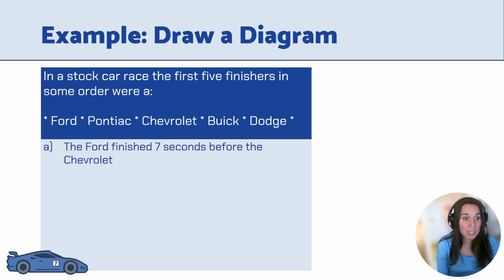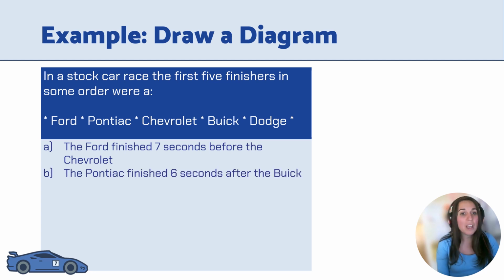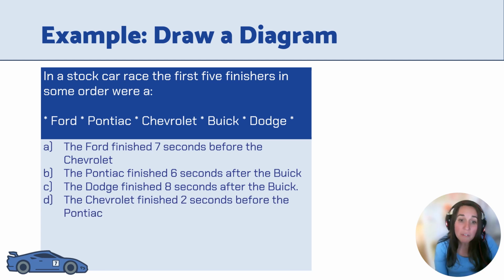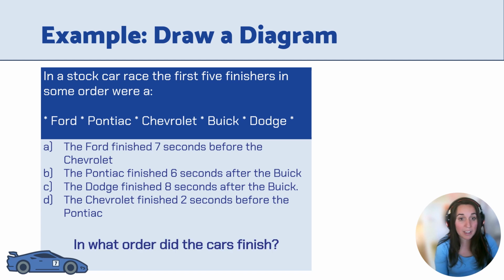So the first clue is the Ford finished 7 seconds before the Chevrolet. The Pontiac finished 6 seconds after the Buick. The Dodge finished 8 seconds after the Buick. And the Chevrolet finished 2 seconds before the Pontiac. In what order did the cars finish?